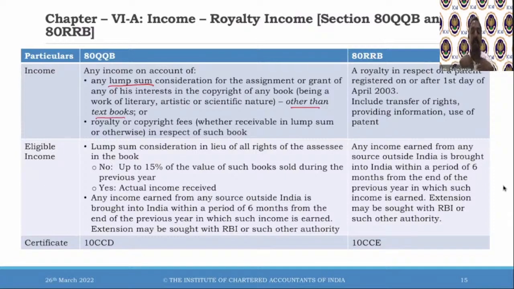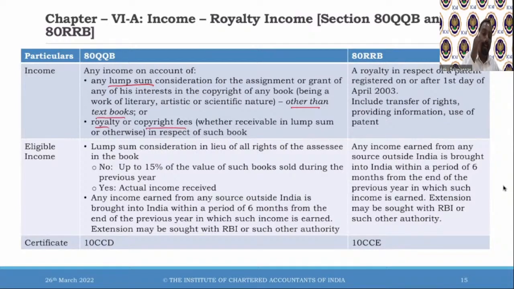Textbook is something, let's say I am a chartered accountant, I'm publishing a book for students, then it becomes a textbook. So that's what you call a textbook. And any royalty or copyright fees, which is not lump sum, which is receivable for everything else, in that case also it is there. So basically, I am getting a lump sum consideration or fees, both are included. So not just lump sum, both lump sum and fees are included.